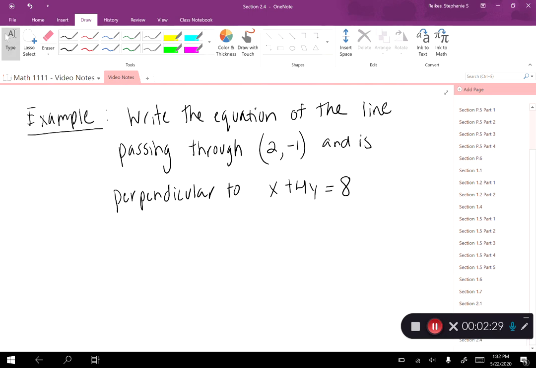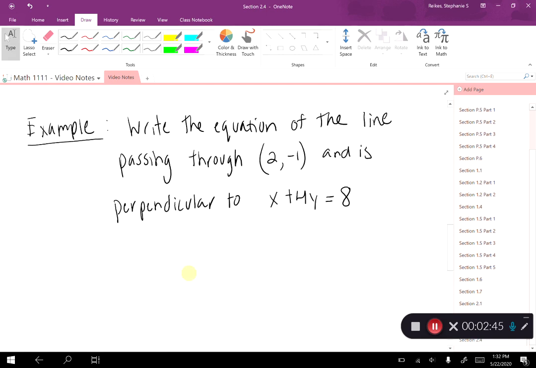Let's write the equation of a line passing through the point (2, -1) and is perpendicular to the line x + 4y = 8. So again, let's start the same way I did the previous example. We want the equation of a line, so that's y = mx + b. Right now I know it has to go through the point (2, -1), so I can plug in my x and y. So that's -1 = m times 2 + b. Now this time it's perpendicular to x + 4y = 8. So first I need to find the slope of x + 4y = 8.